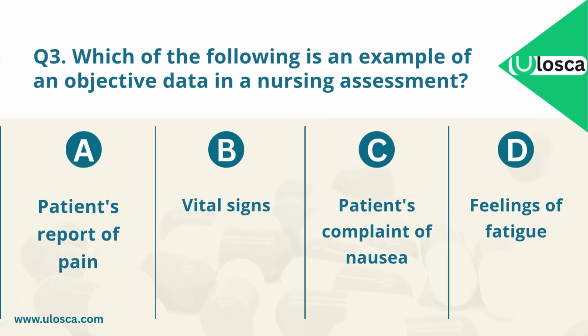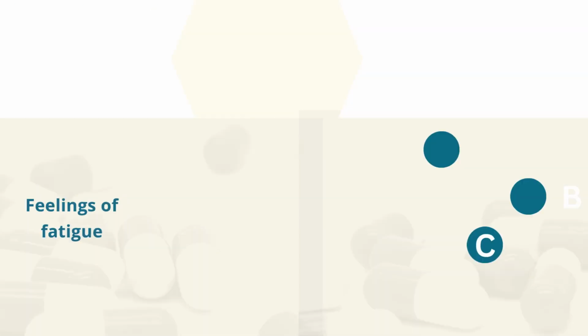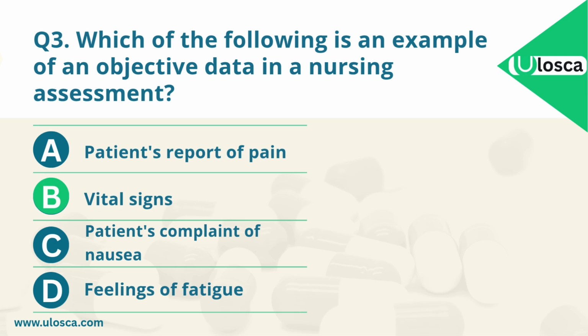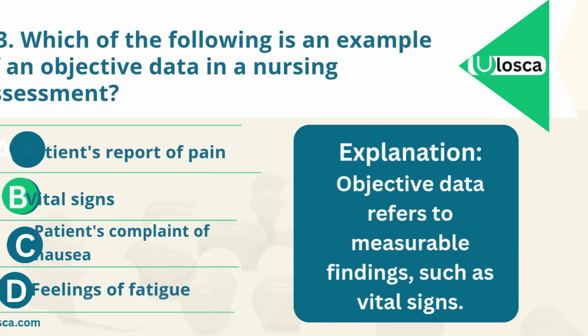Question 3. Which of the following is an example of an objective data in a nursing assessment? A. Patient's report of pain. B. Vital signs. C. Patient's complaint of nausea. D. Feelings of fatigue. Which one is the correct answer? The correct answer is B. Vital signs. Explanation. Objective data refers to measurable findings, such as vital signs.